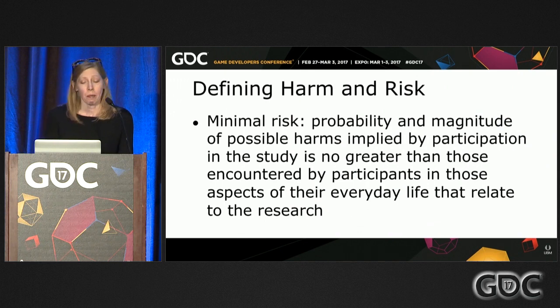Probably the majority of the time, the testing that you do under university rules would qualify as minimal risk. The university speak for defining minimal risk is: probability and magnitude of possible harms implied by participation in the study is no greater than those encountered by participants in those aspects of their everyday life that relate to the research. It's amazing how convoluted universities can make simple statements. So if this is something that people would probably do in their everyday life, then it's minimal risk, right?